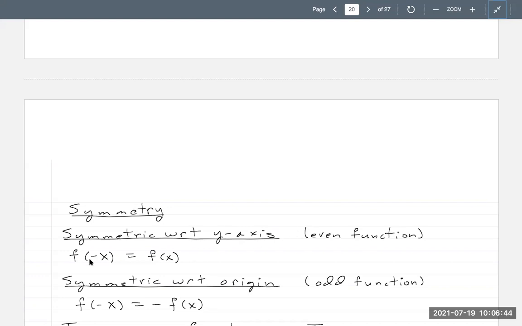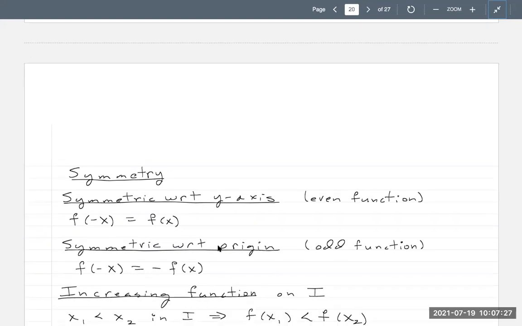If it's symmetric about the y-axis, then the ordered pair (-x, y) is equal to (x, y), meaning that, using functional notation, f of negative x is equal to f of x. So if f(-x) = f(x), then we say that f is an even function, and we know that the graph of an even function is symmetric with respect to the y-axis.